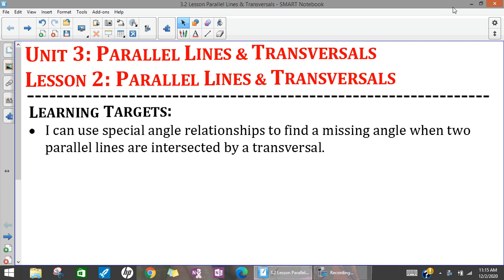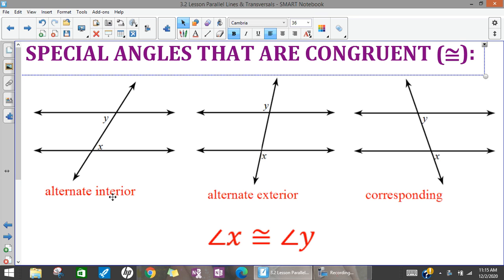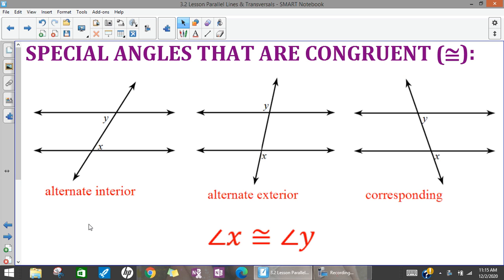Y'all, today we're going to talk more about transversals and how they intersect lines. But this time we're going to talk about what happens when those lines that are intersected are parallel to each other. So just remember that parallel means that the two lines will never cross.